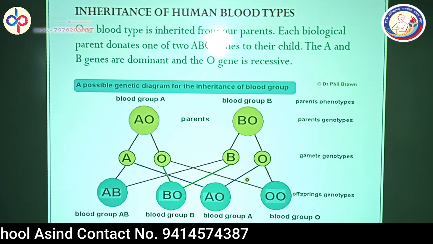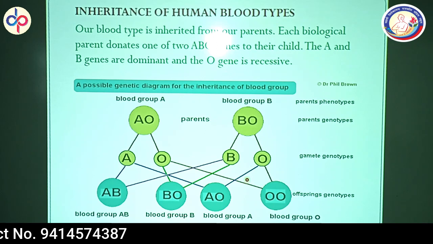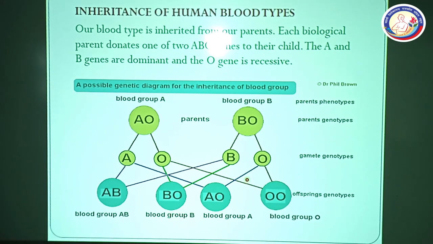So dear students, we have finished the first law, the law of dominance. Tomorrow we will start the second law based on monohybrid cross, that is the law of segregation, which is also known as the law of purity of gametes.